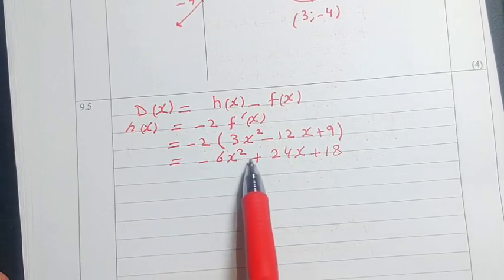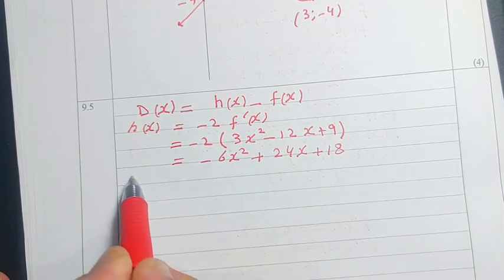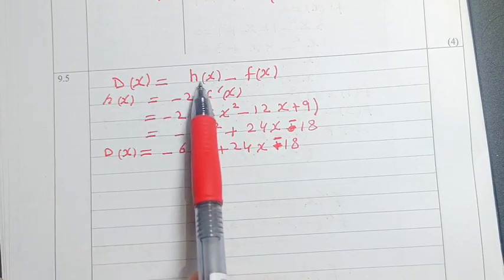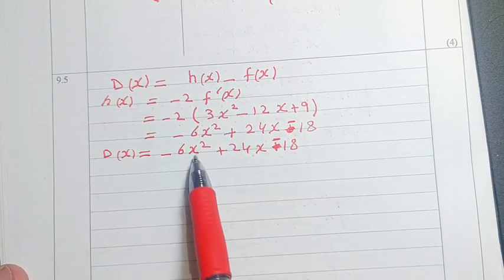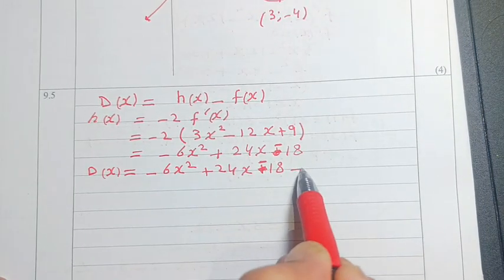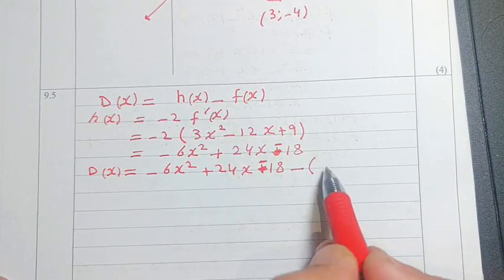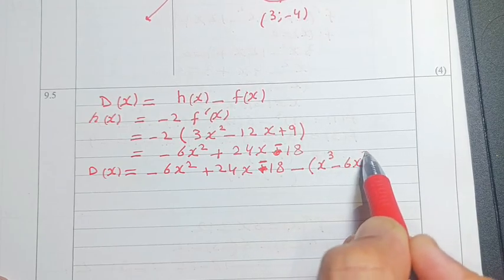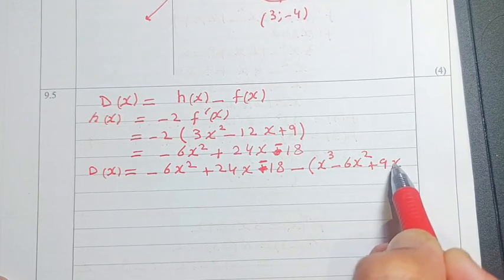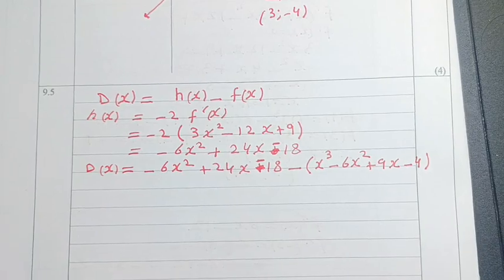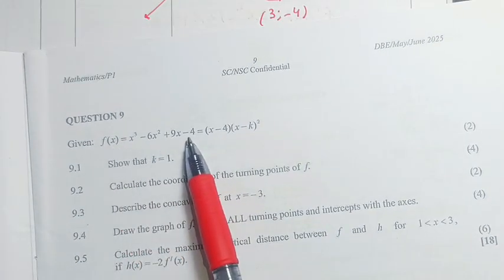So now I'm going to put it back into d of x. I need to put this h of x back into this equation. So h of x we got -6x squared plus 24x minus 18, and now minus f of x. So f of x we got x power 3, that's the equation of f of x, minus 6x squared plus 9x and minus 4. So this is f of x. Remember, this is given.